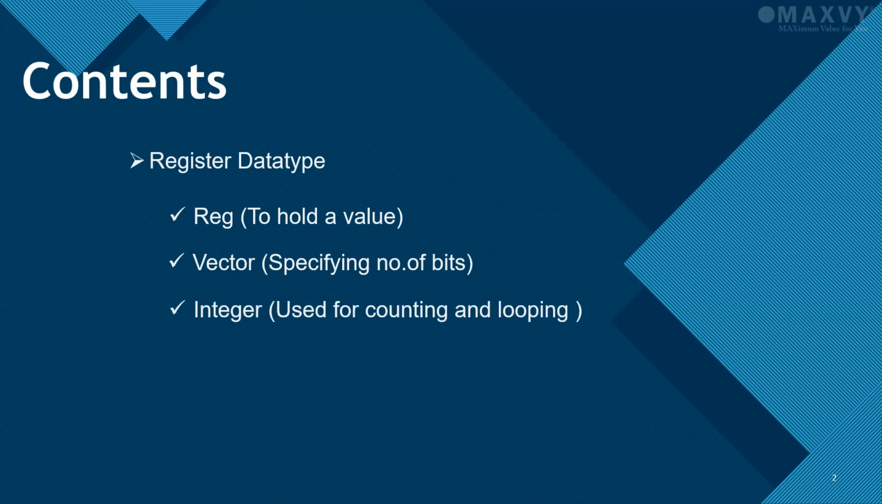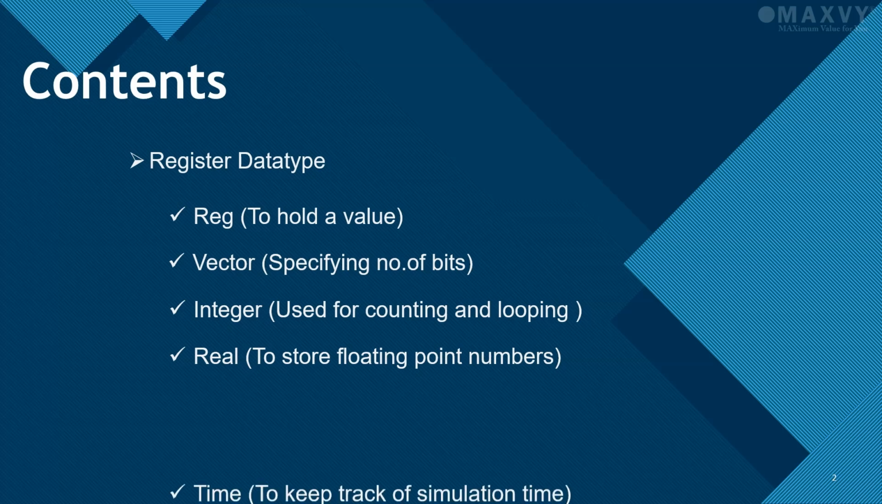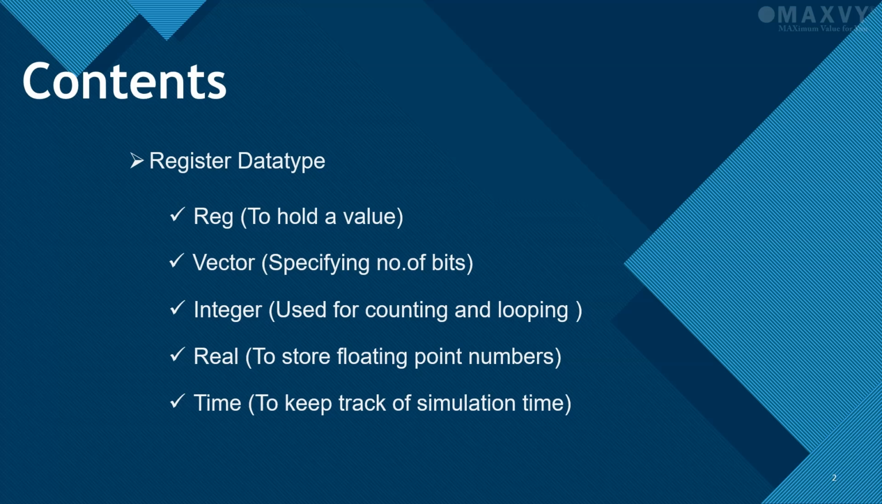Then the integer data type is a general purpose register which is used to manipulate quantities such as counting and looping. Then the real data type is used to store floating point numbers. And lastly, we have the time data type used for simulation time representation.